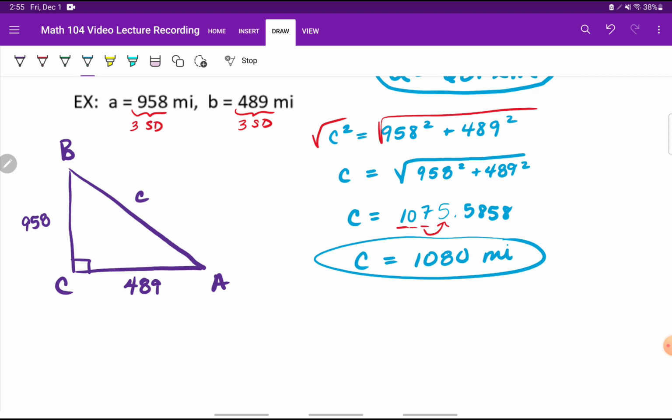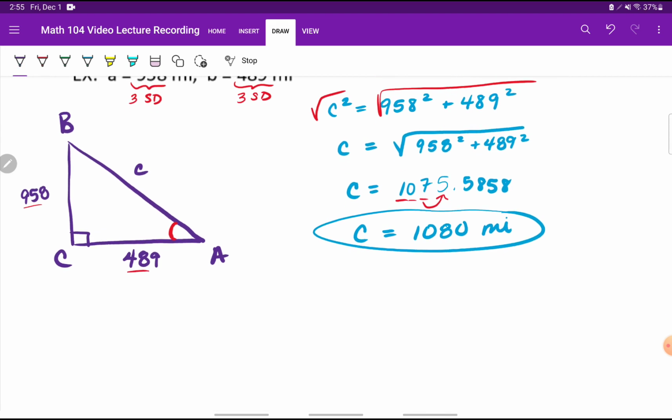Now for the angles. I think I'll find angle A. Because once we find angle A, we can easily find angle B because they have to add up to be 180 degrees, and we'll know angles A and C. All right, so to find angle A, again, I like to use the given numbers rather than a rounded number. So from angle A, our given numbers are the opposite and adjacent sides. So that's tangent.